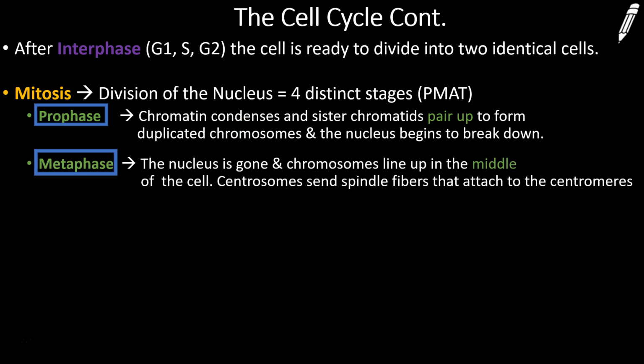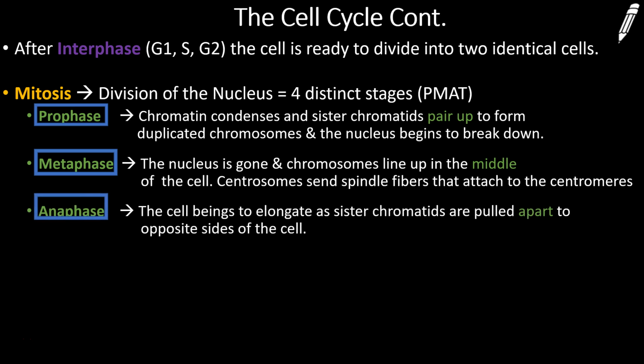Next, we move on to metaphase. In metaphase, the nucleus is completely gone. It starts to break down in prophase. In metaphase, the nucleus is gone, and the chromosomes line up in the middle. So I think metaphase, middle. The centrosomes, those little churros that we talked about earlier on in the year, send spindle fibers that attach to the centromeres. Remember, the centromere is the center of the chromosome.